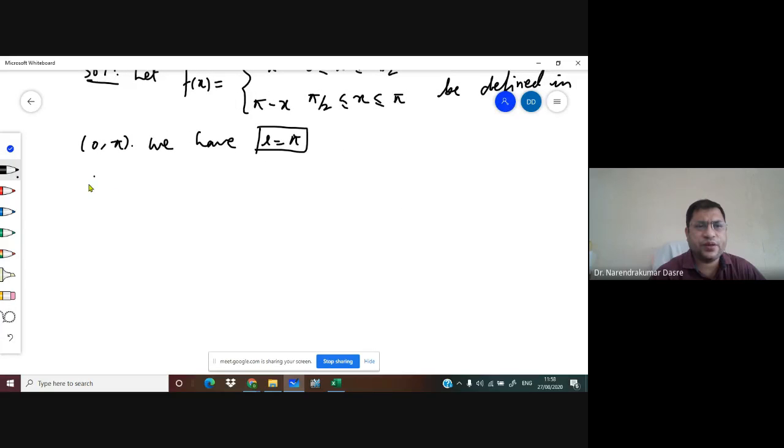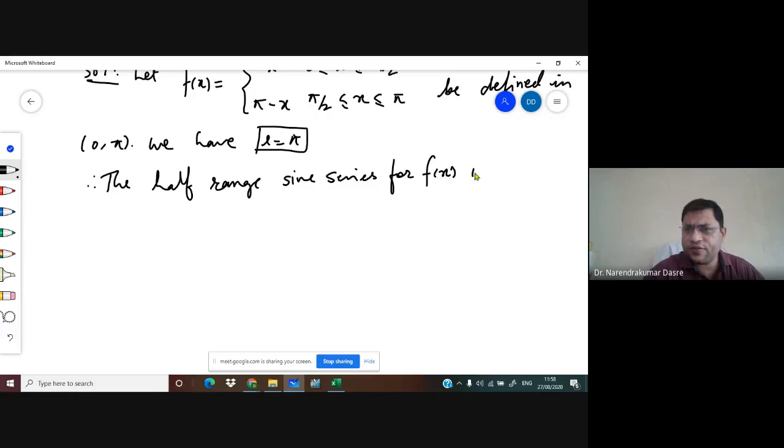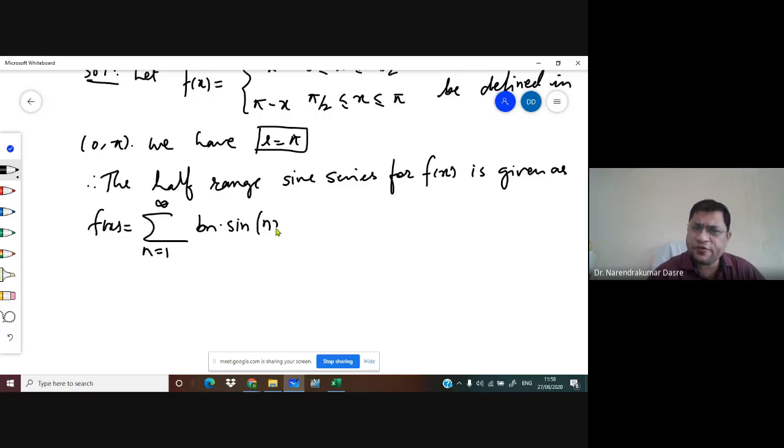So we can write directly. Hence the half range sine series for f of x is given as f of x is equal to, here we want sine series, so directly summation n running from 1 to infinity Bn sine of nx. This is equation 1.